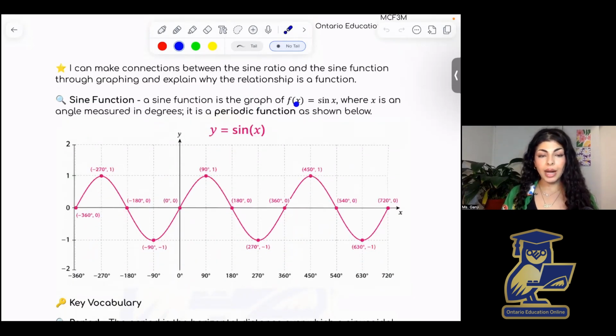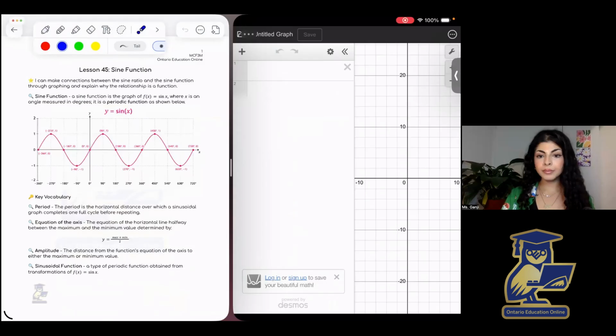Well, what is the sine function? The sine function is the graph of the function f of x, where the output is defined as sine of x, where x can be any real number. So x is an angle, and we are only working with degrees, so the measurement will always be in degrees. There is also radians, so I am going to briefly show you, if you are using graphing tools, how to distinguish between those two so you can get the correct graph. And of course, this is a periodic function.